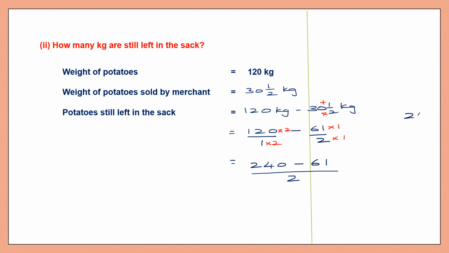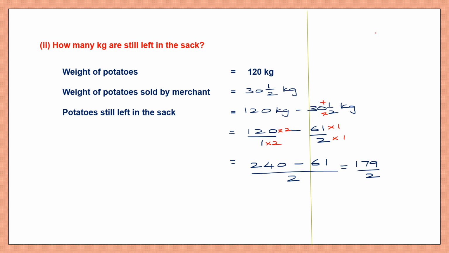So let's try that. 240 minus 61. So here we have to borrow from 4, so that becomes 3 and this becomes 10. 10 minus 1 is 9. Now 3 minus 6, again we have to borrow, so this is 1 and 13. 13 minus 6 is 7 and we have 1. So here what do we have? 179 by 2. 179 by 2 is an improper fraction.